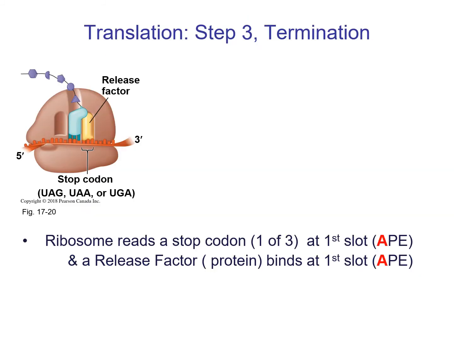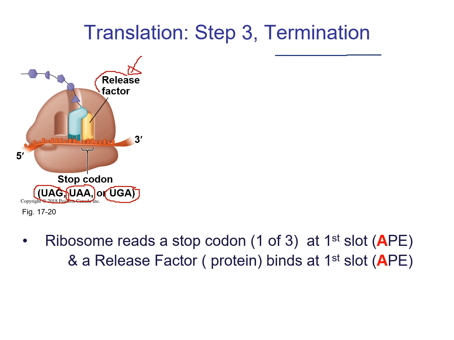The last step, termination. That means we're going to stop the whole thing. So take a look here. The next step, we have a codon, a stop codon, UAG, UAA, or UGA. So if that comes in, there is no transfer RNA for those particular codons. They're stop codons. Instead, we get this thing here, a release factor.